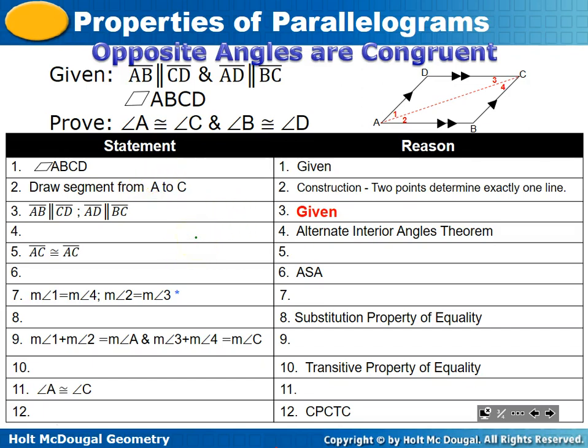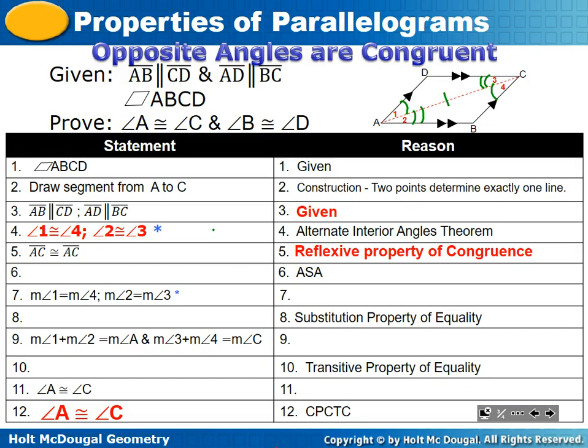Then we're looking for some alternate interior angles again. It says over here on the right for our reason. So here we're going to say 1 is congruent to 4 and 2 is congruent to 3. Those are our alternate interior angles in this problem. And then step 5 says AC is congruent to AC. Again, this is going to be our reflexive property of congruence. That's our shared side. And notice it says angle, side, angle on the right.